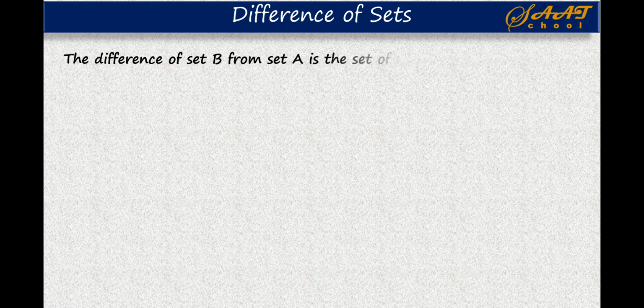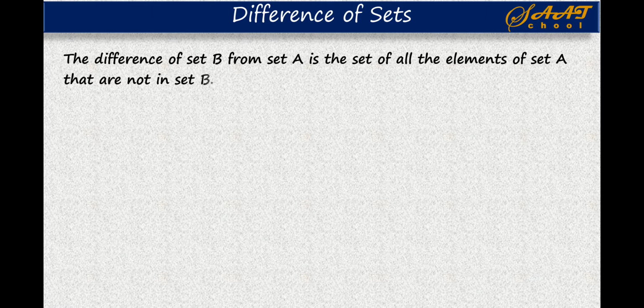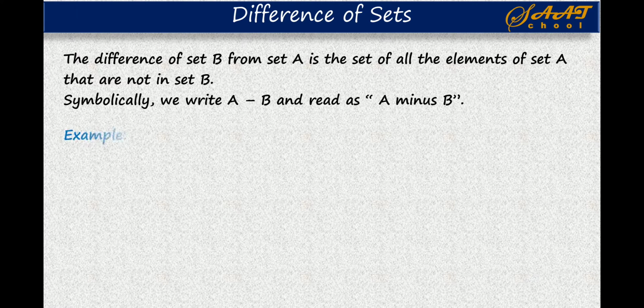Next, difference of sets. The difference of set B from set A is the set of all elements of set A which are not in B, and this is symbolically A minus B. For example, if we have A and B, two sets, to find the difference A minus B, we simply subtract all the common elements from set A.